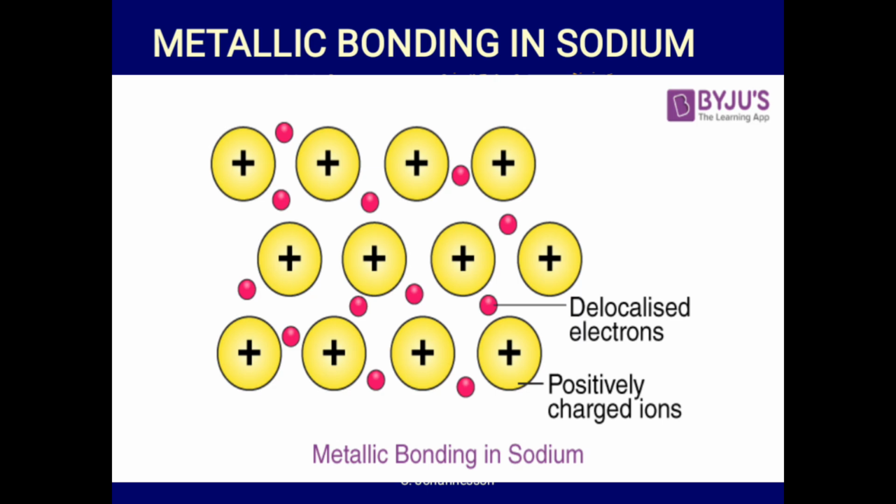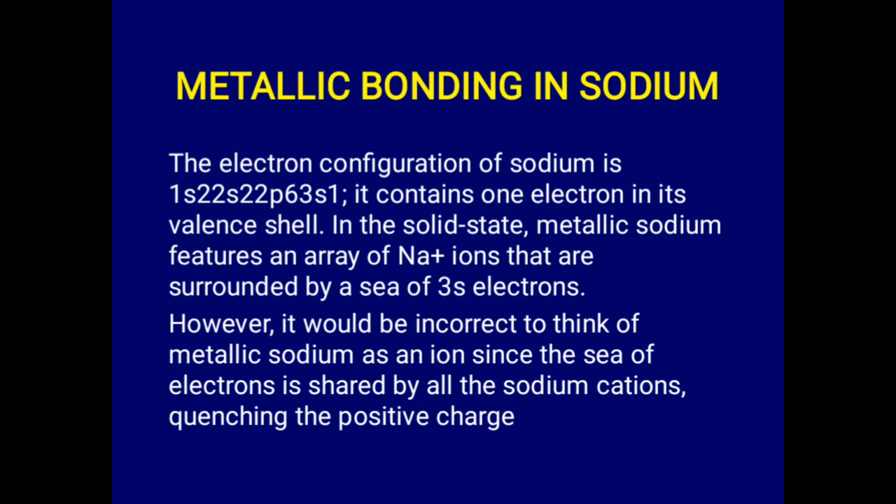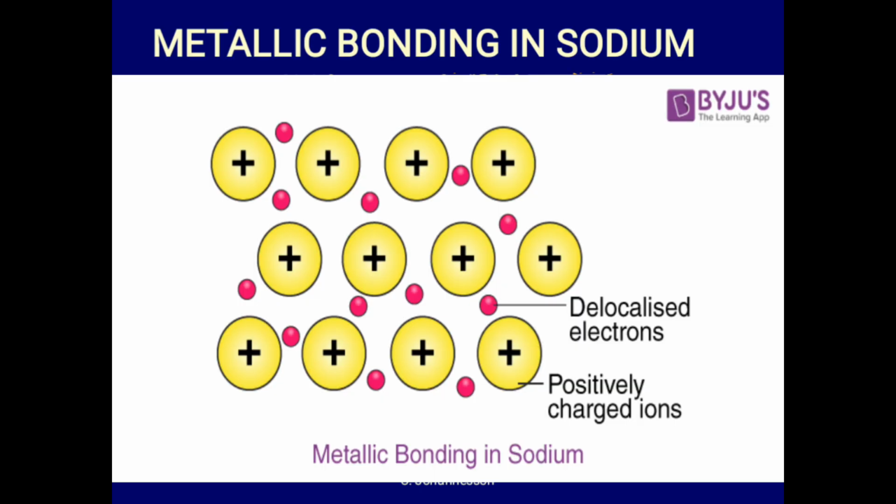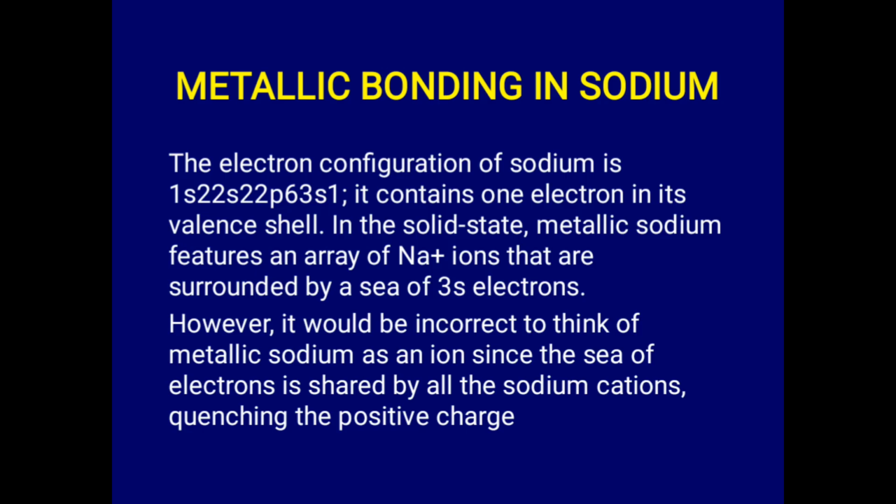It contains Na+ ions that are surrounded by a sea of 3s electrons each. You can see the central nucleus having the positive charge, and it is surrounded by a sea of electrons. You can see it there. Now, it would be incorrect to think of metallic sodium as an ion, since the sea of electrons is shared by all the sodium cations, thereby quenching the positive charge.